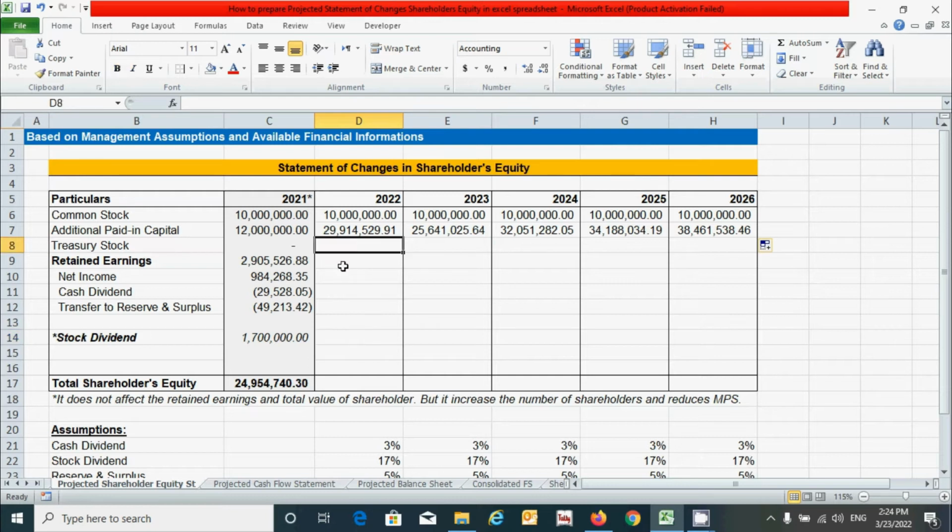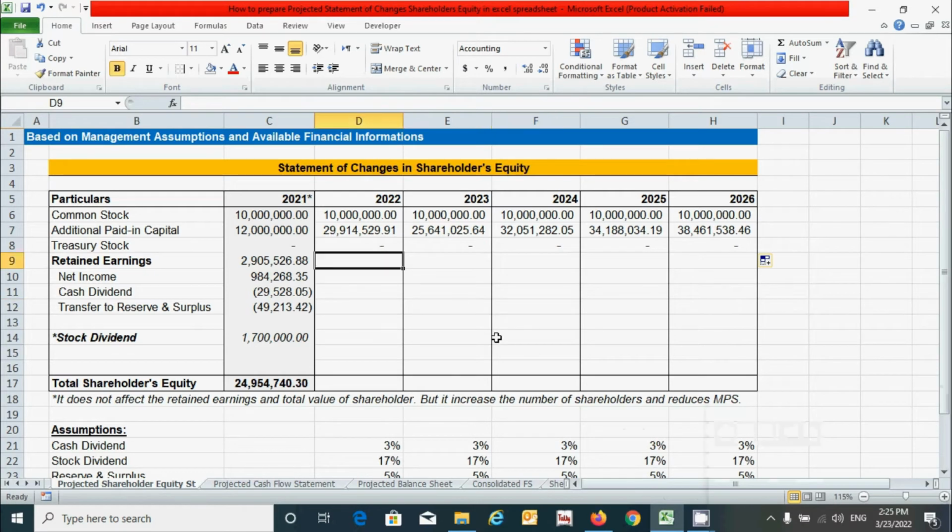Now let's calculate the treasury stock, and we can see that we don't have any information related to treasury stock, so we simply put the value 0 for the entire year, okay. So put the value 0 here, okay, and now click here and drag from left to right.